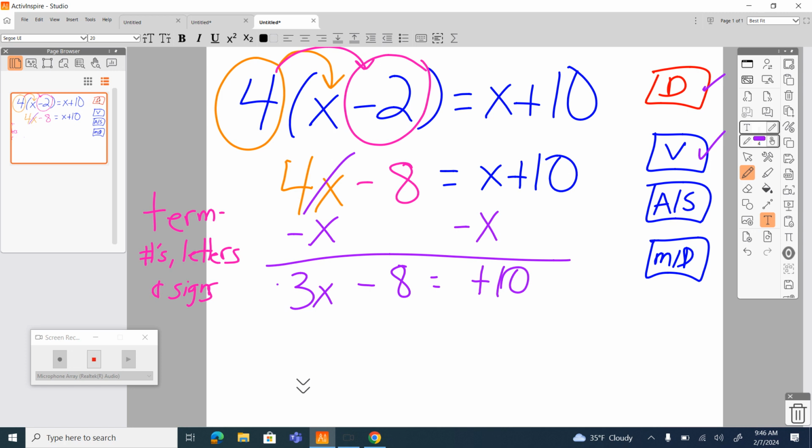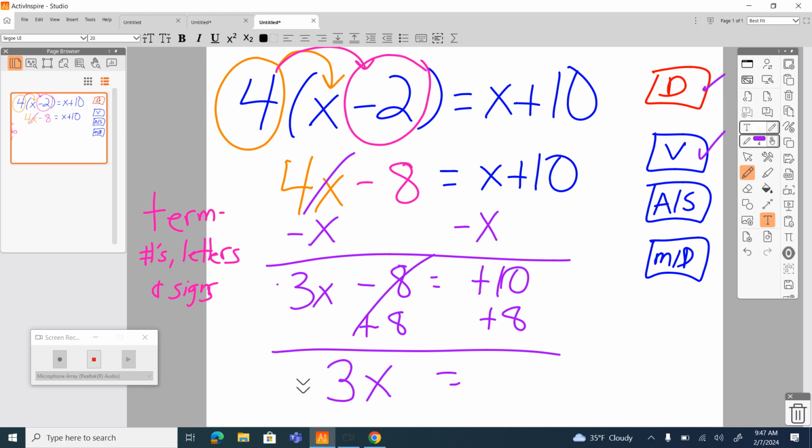Addition or subtraction. Where is my addition or subtraction here? After the x. Right, so subtracting the 8. So I'm going to add the 8. What's 10 plus 8? 18.